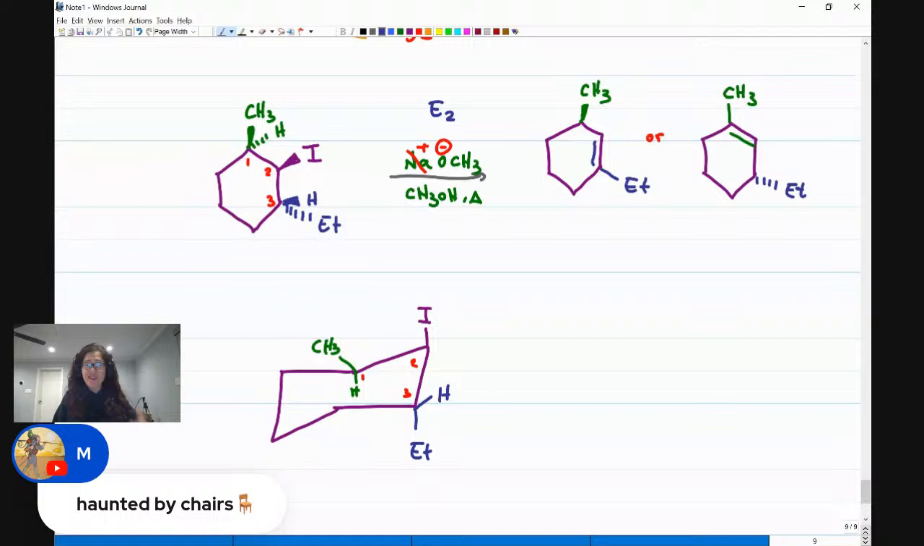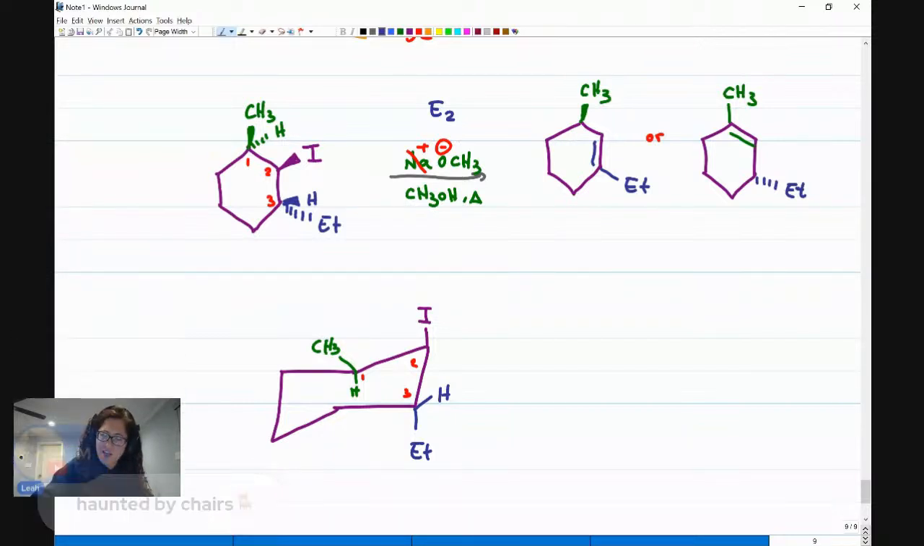Haunted by chairs. Yeah, look at the Budweiser logo. It's really just an organic chemistry drink.